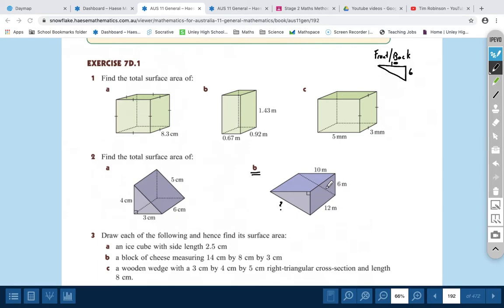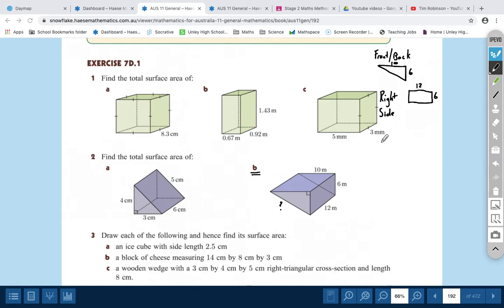We've also got this side, this right side. It's a rectangle and it's 12 meters long, and it's 6 meters tall. If you want to call that a width, that's fine. Area of a rectangle, length times width, 12 times 6. We've got a rectangle on the top, and we've got a rectangle on the bottom as well.